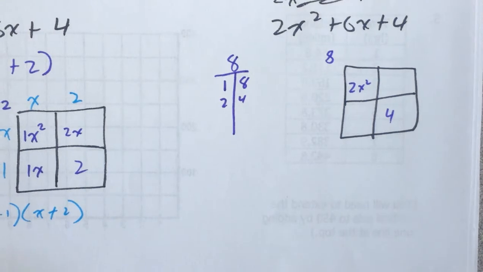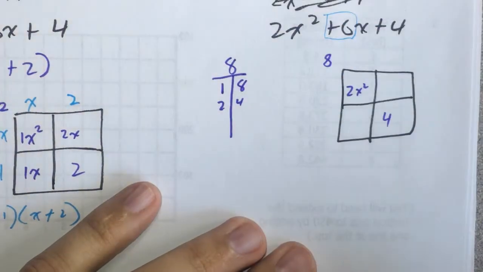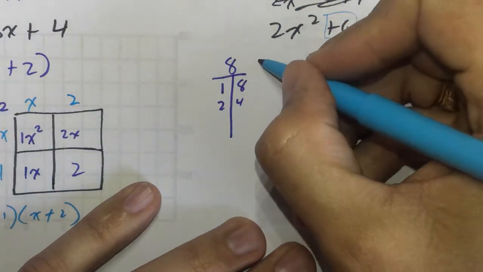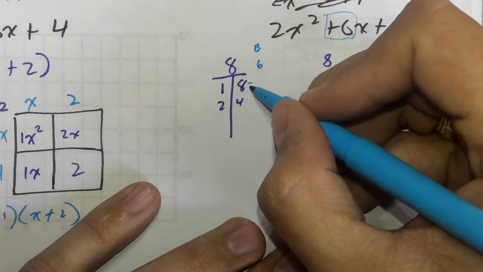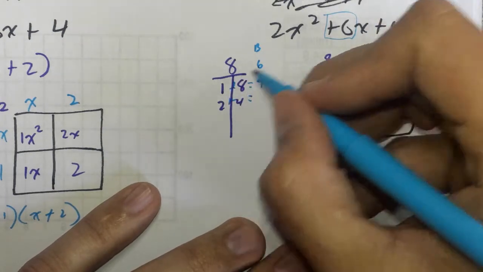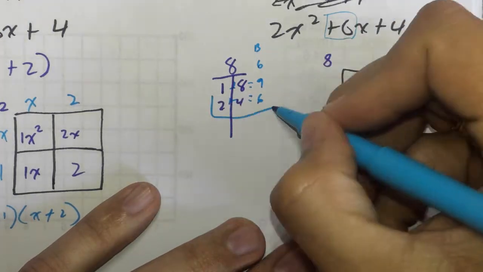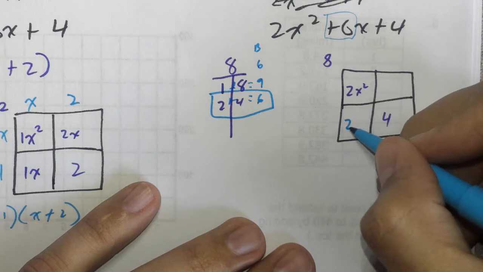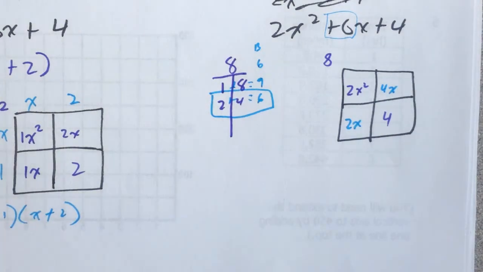So let's go ahead. We are going to try to match 6. Somewhere here, I need to match b in this case, which is 6. So add those up. 1 plus 8 is 9. That doesn't match. 2 plus 4 is 6. Hey, there's the one I'm looking for. In these 2 boxes, I need 2x and 4x.